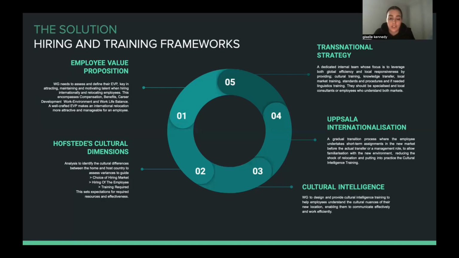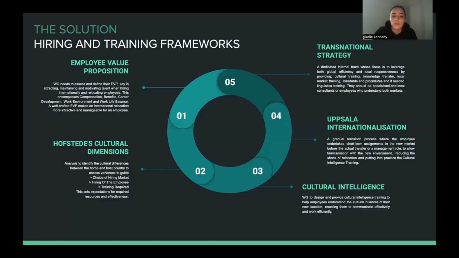Their transnational strategy, they need to have a dedicated internal team whose focus is to actually leverage both global efficiency and local responsiveness by providing cultural training, knowledge transfer of the local market, the standards and the procedures that are in place. And if needed, they might need to do linguistics training. This team should be a specialized team of local consultants or employees who can understand both markets. And Woolworths might even want to go a step further and really customize this team. For example, if they know that they're going to be focusing on hiring people out of the UK, this team should be made up of expats who are really specialized in transferring themselves from the UK market to the Australian market and things like that.